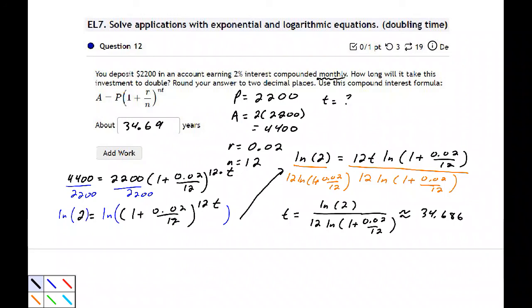Now, the thing to watch out for is if your question doesn't say monthly, obviously this wouldn't quite work because N would be something different. Remember, semi-annually means 2, quarterly means 4, annually means 1 for N, and monthly means 12.